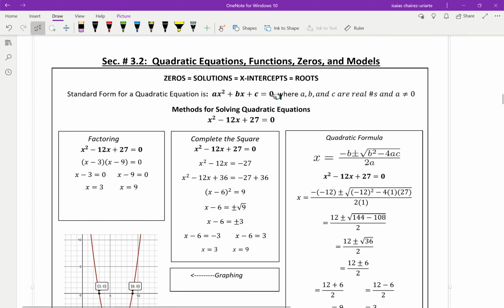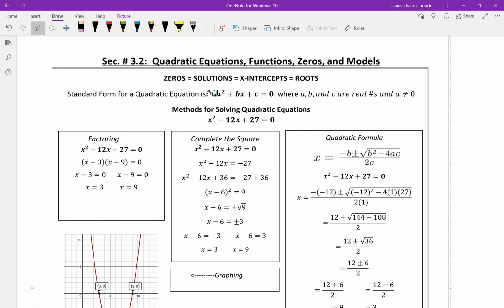What's a quadratic equation? A quadratic equation is an equation of the form ax squared plus bx plus c equals 0, where a, b, and c are any real numbers, and a should not be equal to 0, because if it's equal to 0, then it's not quadratic. Okay, we are going to be solving.